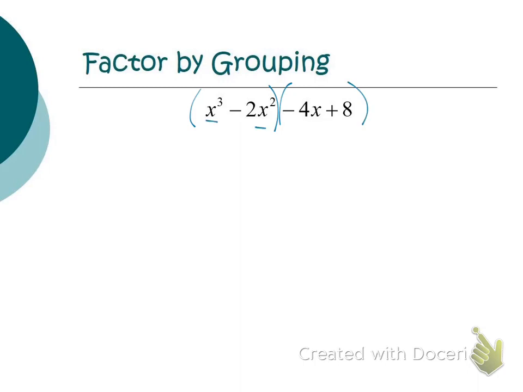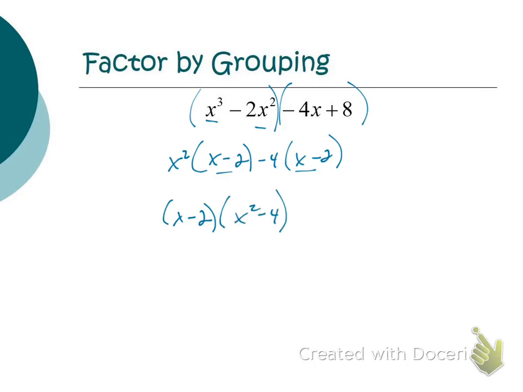Here, your GCF is x squared, so you factor out an x squared, where you're going to be left with x minus 2. Here, your GCF is negative 4, where you're going to be left with x minus 2 again. Your parentheses are the same, so your factors become whatever is inside the parentheses and whatever is outside the parentheses.